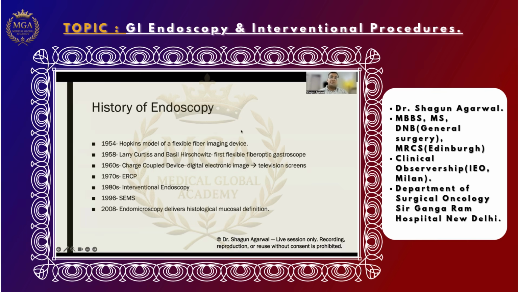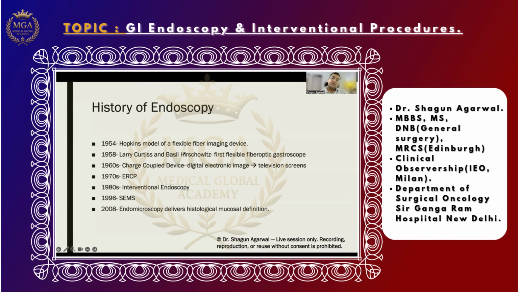Just a bit about history. So the timeline goes like this: in 1954, there was the Hopkins model of a flexible fiber imaging device. Before that, endoscopy was a challenge. You could view only up till the posterior pharyngeal wall, or could just do a proctoscopy. But once a flexible fiber imaging device was developed, so it's a long tube like we used to study in our PMT times, a long tube made up of fiber, the light can reflect multiple times and then illuminate, and you will be able to see the image that it generates.